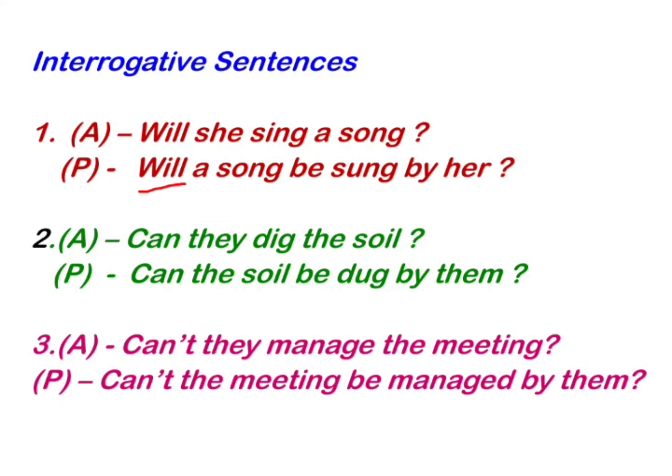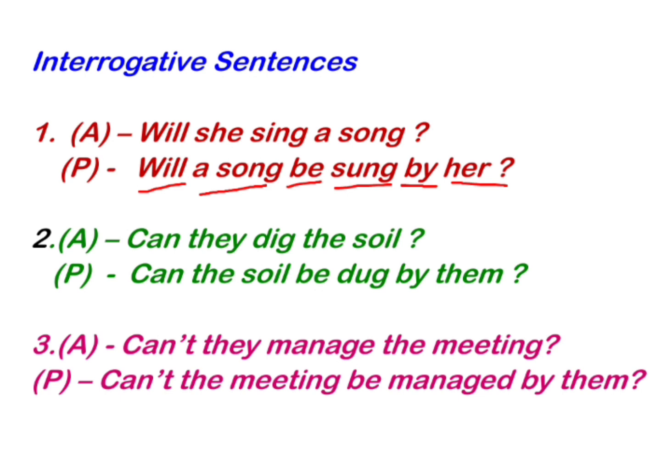Now a song is the object in the active voice. So in the passive voice, we write the object first. That will become the subject of the passive voice. Be is the be verb for the future tense, so we write be. The past participle of sing is sung. She will be changed to her, and by denotes the doer of the action. So the passive voice will be, will a song be sung by her?